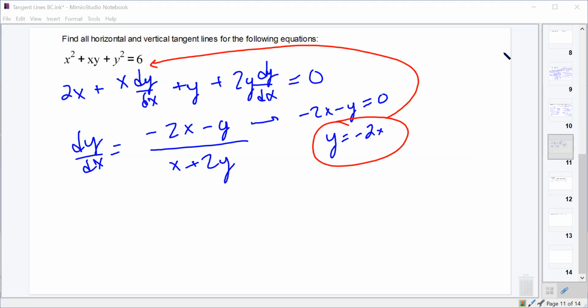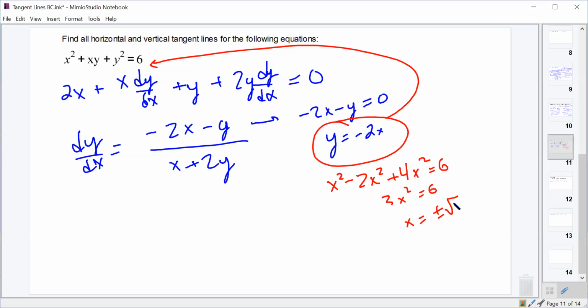So y equals negative 2x means that we've got x squared, and then y is negative 2x, that'll be a minus 2x squared. And then the y squared will be a positive 4x squared equals 6. And so we'll solve this. X squared minus 2x squared is negative x squared, plus the 4x squared is 3x squared equals 6. So x squared equals 2, or x equals plus or minus root 2. So those are x values at which we might have horizontal tangent lines. Okay. So we're going to take a look at that in just a second.